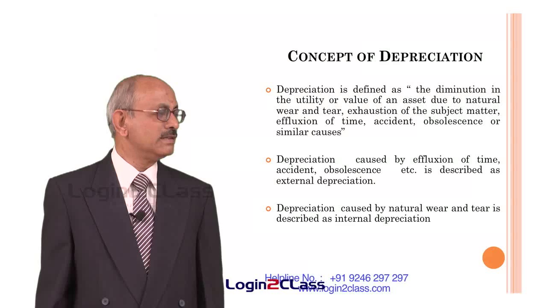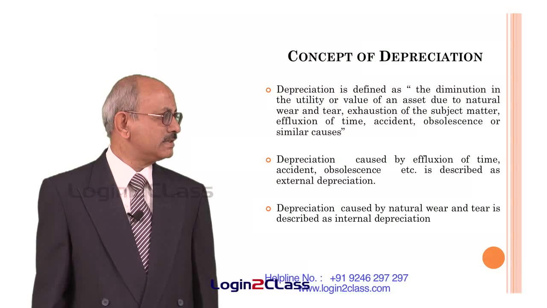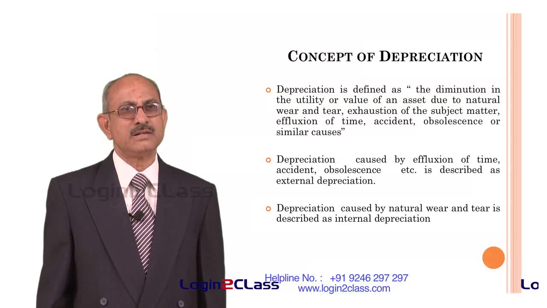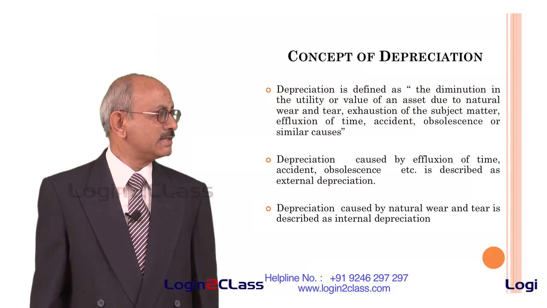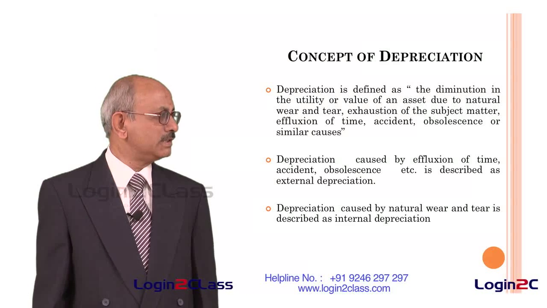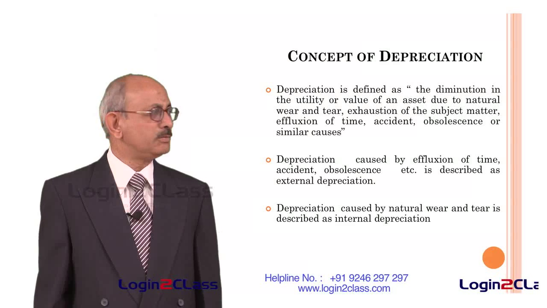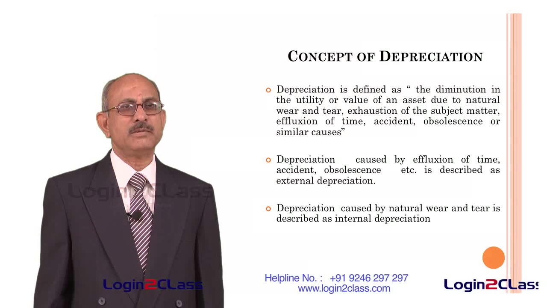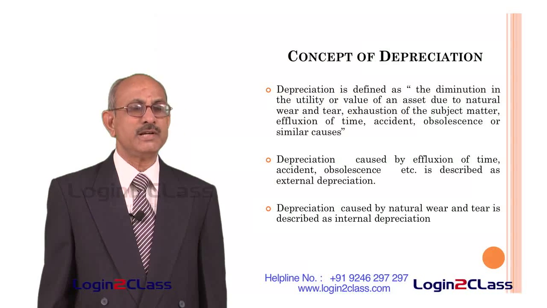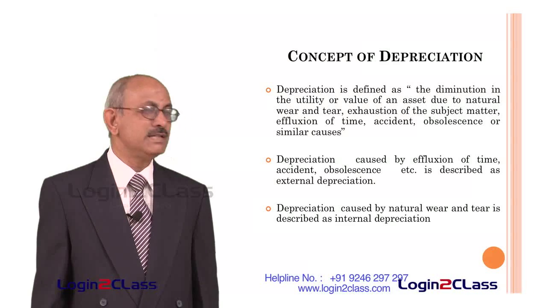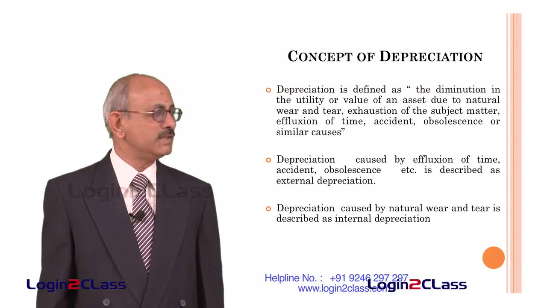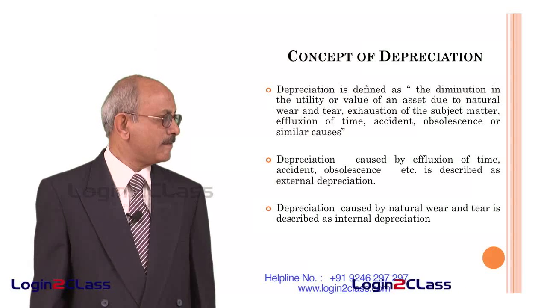Some of these reasons are called external reasons, some are called internal reasons. Whatever depreciation is on account of external reasons is known as external depreciation. For example, depreciation caused by effluxion of time, that is the passage of time, accident, obsolescence, etc. is described as external depreciation, whereas depreciation caused by natural wear and tear is described as internal depreciation, because that is happening because of the use of the asset.